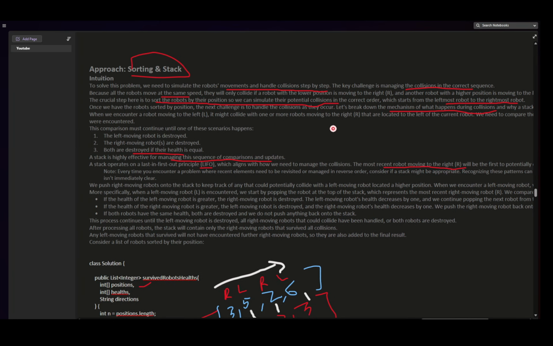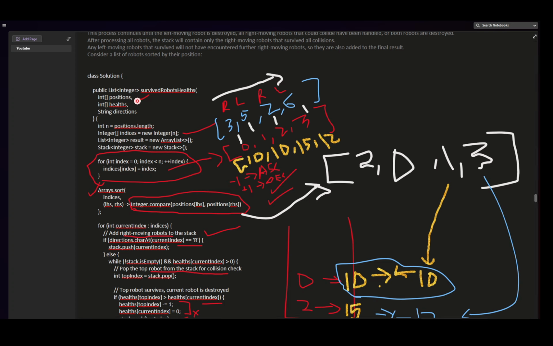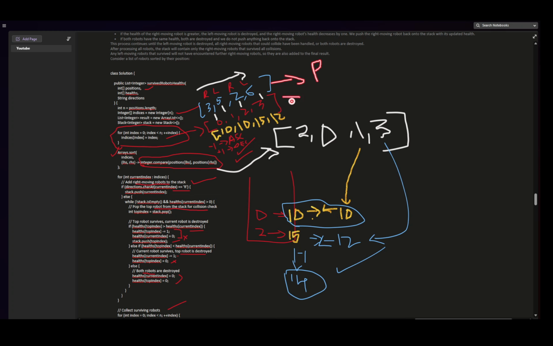That's pretty straightforward, it was explained, and now let me explain the code itself. In the given question we have the positions, health, and direction. These have already been stated before, and the complete dry run has been explained here. I am taking an input position array. This is the position, this is the index, and this is the health.